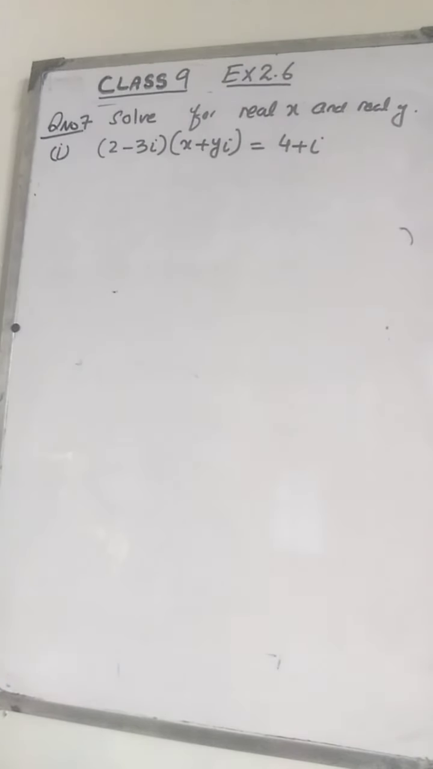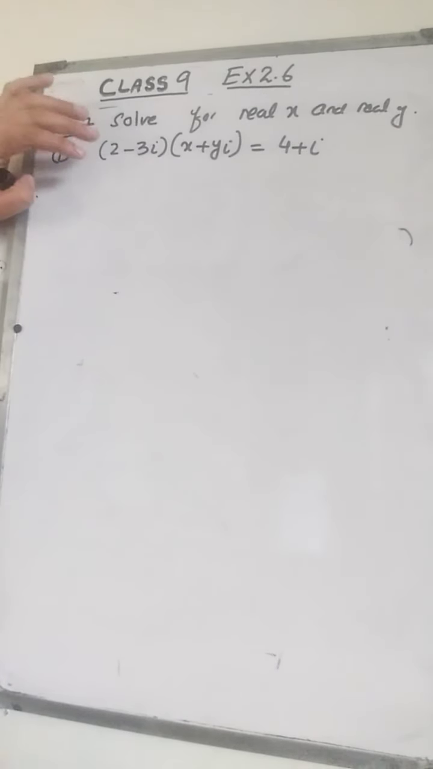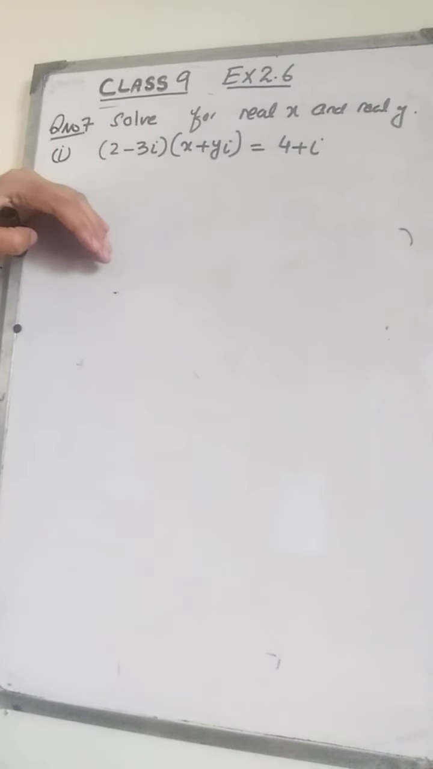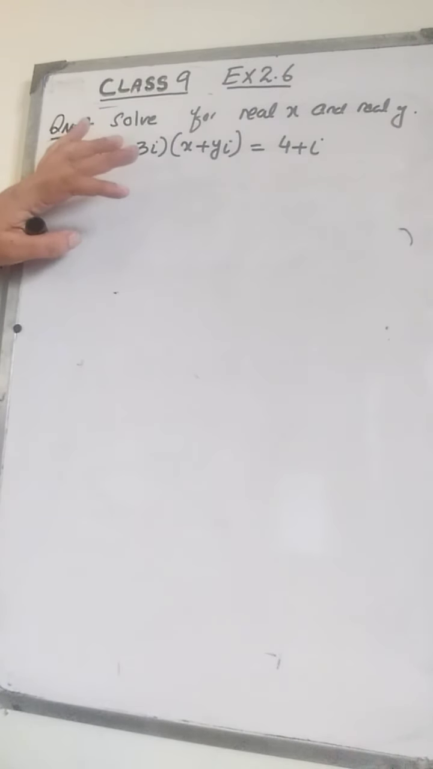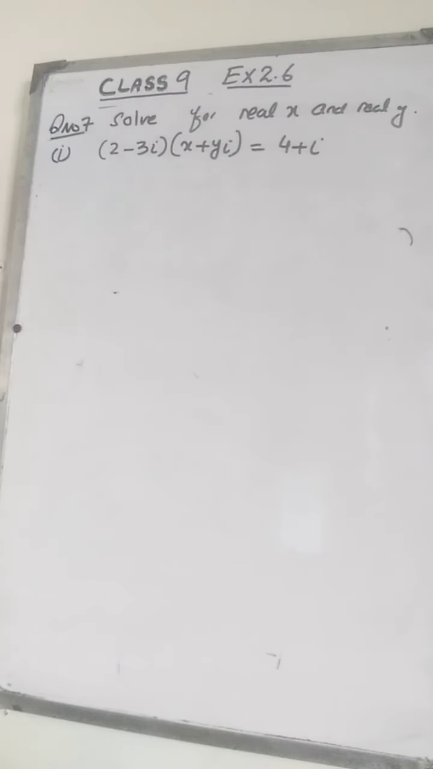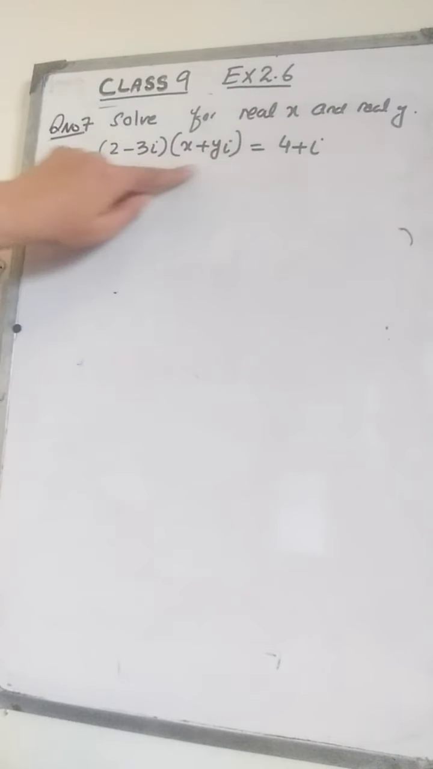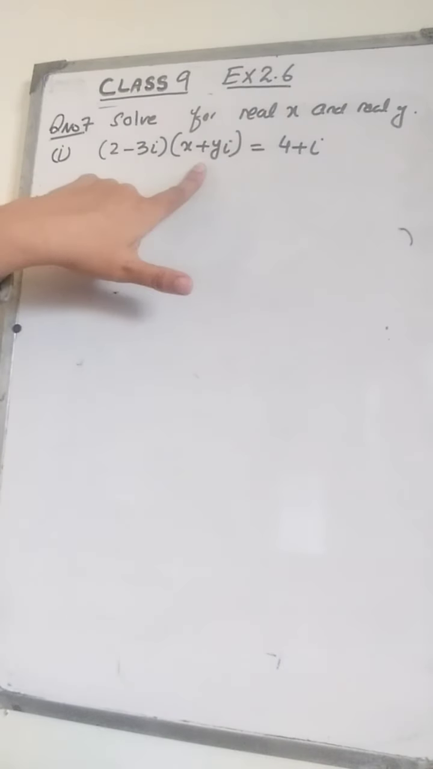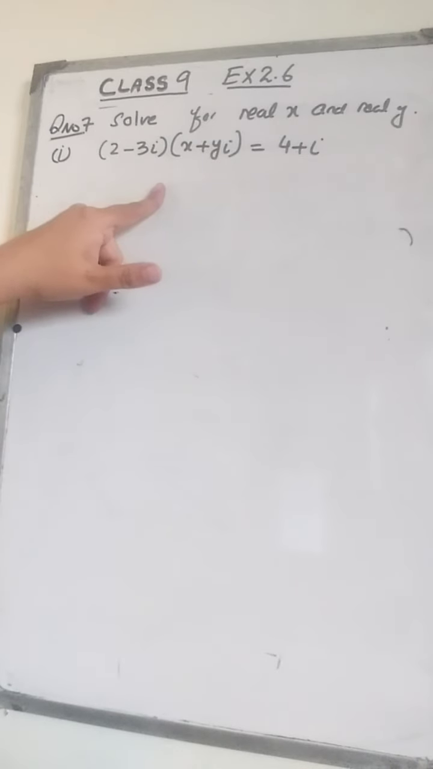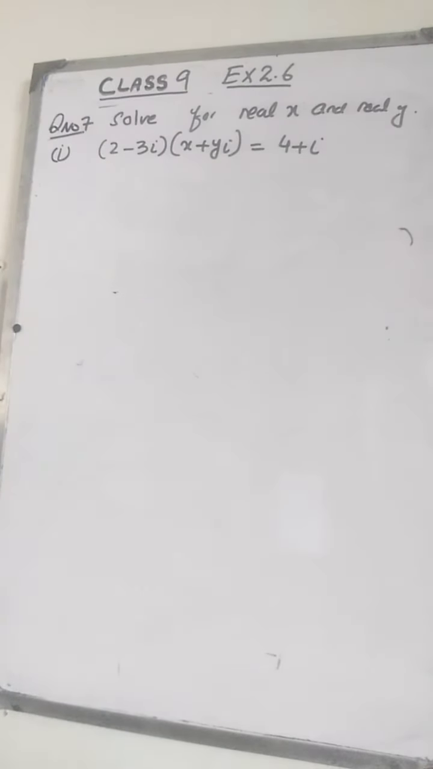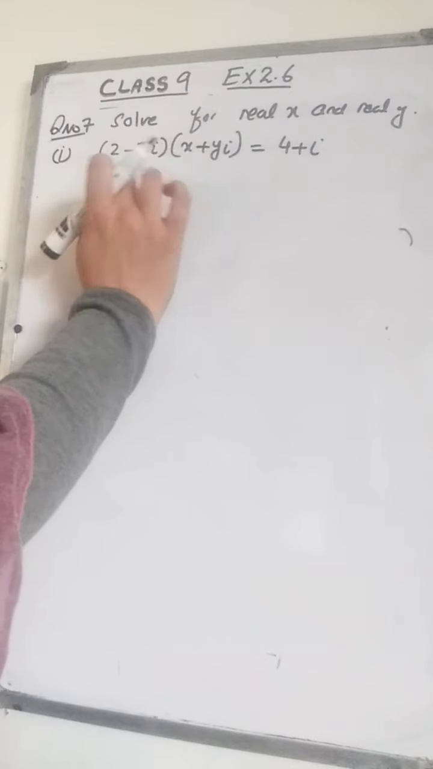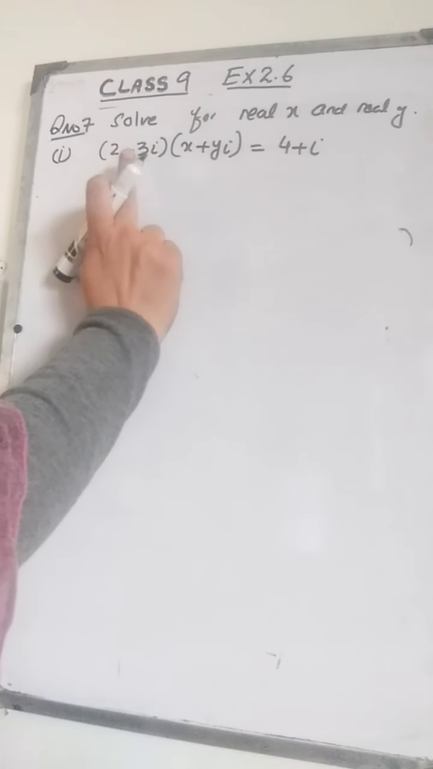We know that x and y are two unknown numbers, so we require at least two equations to find their values. We are going to get two equations from here involving x and y. There is an equality sign here, but we can't equate the real parts directly because the left side is not a single number. It is the product of two numbers.